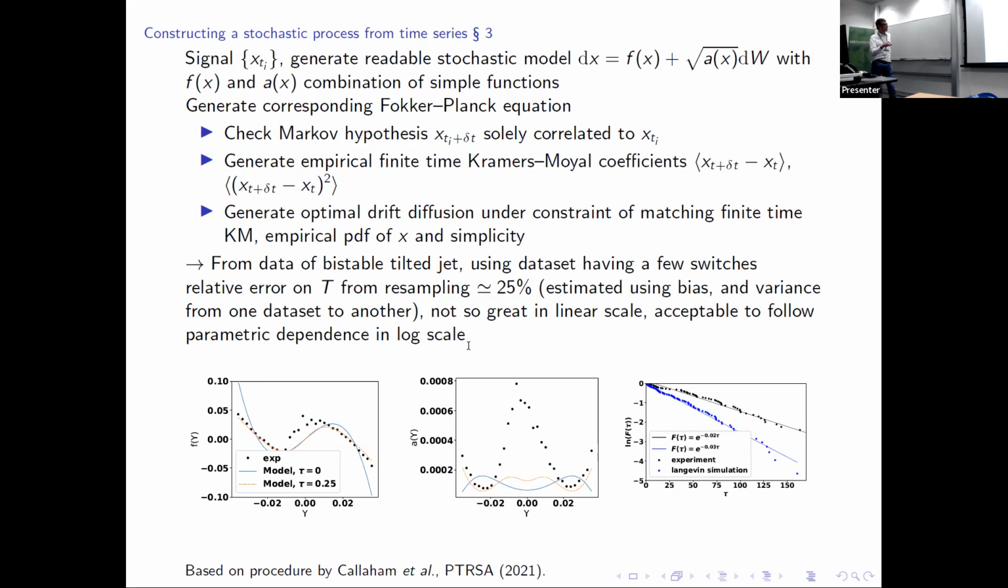So here we compare it to a very long experiment, where we have a lot of examples of switches, but actually this can be generated from a rather short data set. So you can see that you have some error of order 25% relative error. So it doesn't look too good in linear scale when you look at the mean first passage time. But if you follow the exponential growth of the mean first passage time, if you keep this kind of relative error, it's actually a rather acceptable error when you look at large deviations and exponential increases.